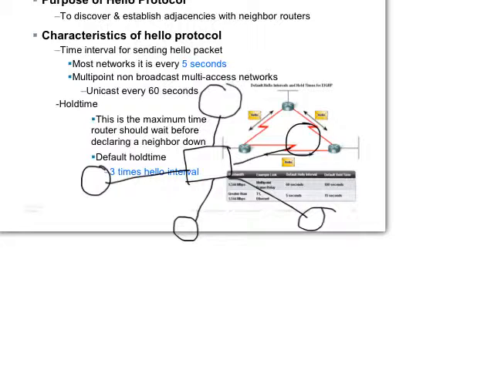Okay? And we talked about hold time, which is usually 3 times the hello interval. So if the hello interval is 5 seconds, the hold time is 15 seconds. And the hold time is the duration that the router has to wait before declaring another router down.